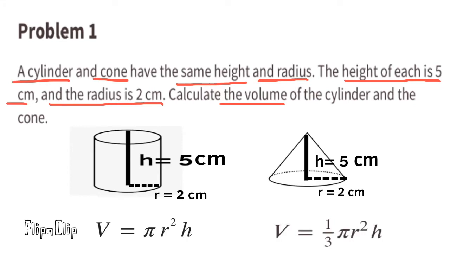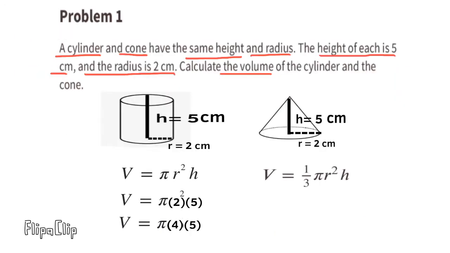To calculate the volume of the cylinder, we'll multiply pi times r squared times the height. Since the height is 5 and the radius is 2, we'll multiply pi times 2 squared times 5, or pi times 4 times 5. 4 times 5 is 20. The volume of the cylinder is pi times 20 centimeters cubed.